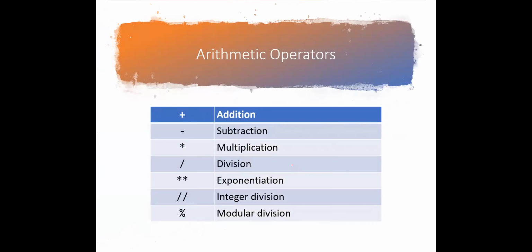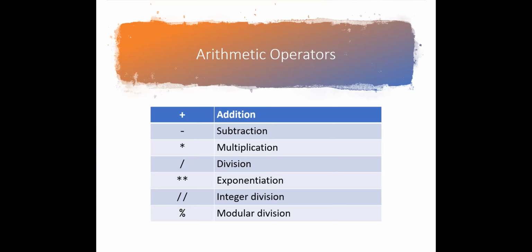Now let's look at some examples. Arithmetic operations. Addition, we have the plus sign. Subtraction, the minus sign. Multiplication, to represent that, we use a single star. Then division with a slash. And the double star is for exponentiation, or to the power of something. Then we have two slashes, which means integer division. Whatever you are given, you will get the integer part of it. And finally, modular division. That means you divide a number by something and you look at the remainder.